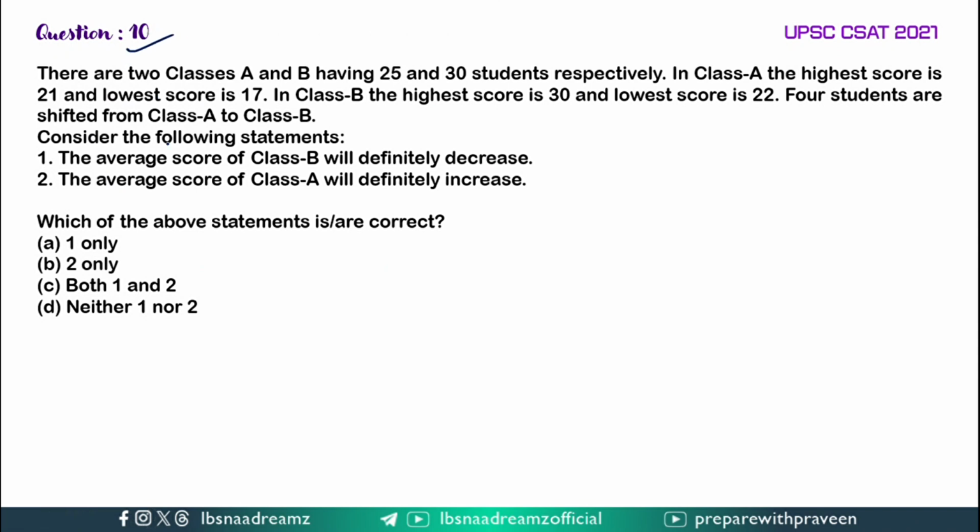Question 10. There are two classes A and B having 25 and 30 students respectively. In class A, the highest score is 21 and the lowest score is 17. In class B, highest score is 30 and lowest score is 22. 4 students are shifted from class A to class B. Consider the following statements. So there are two classes, class A and class B.